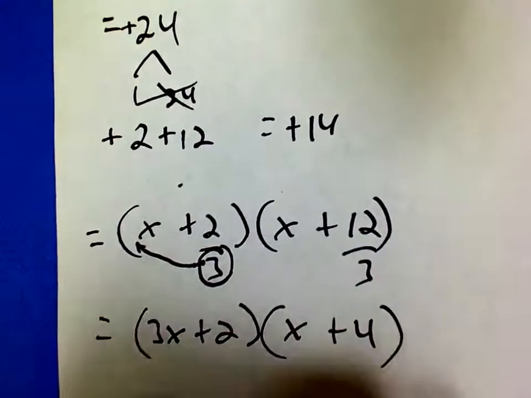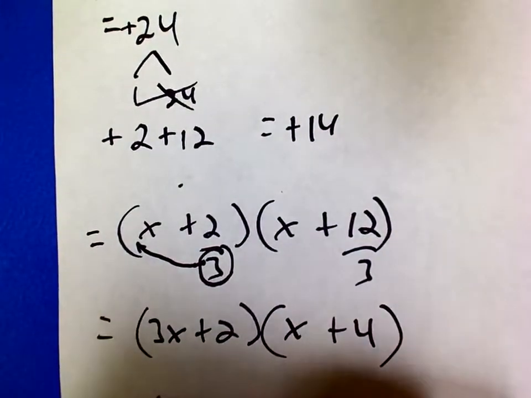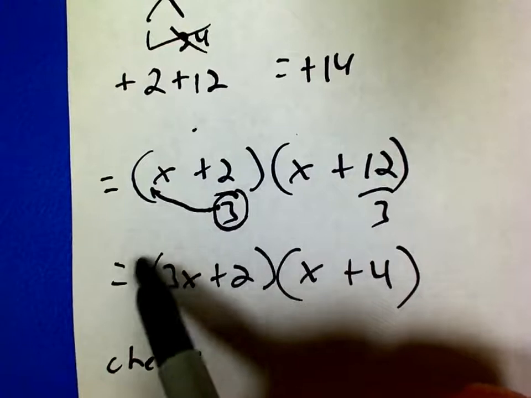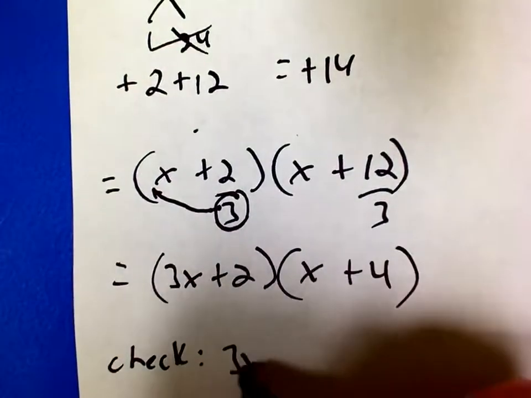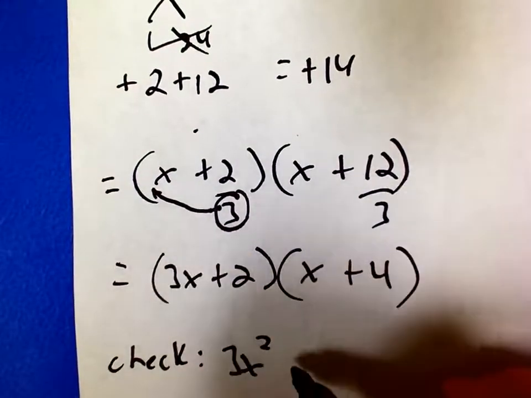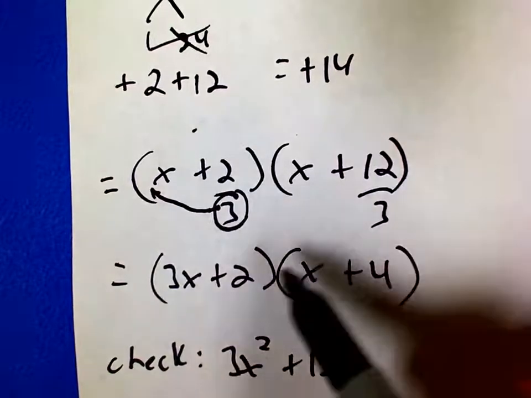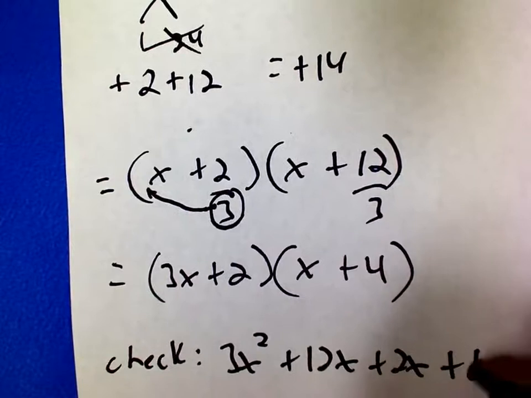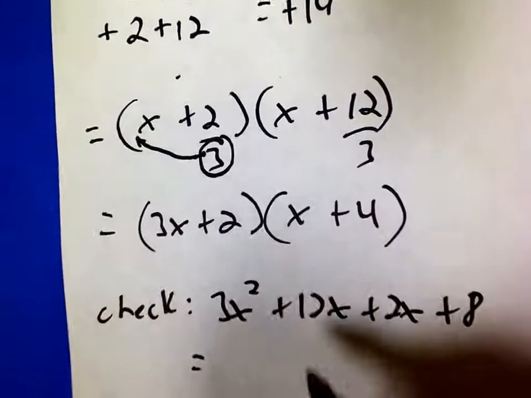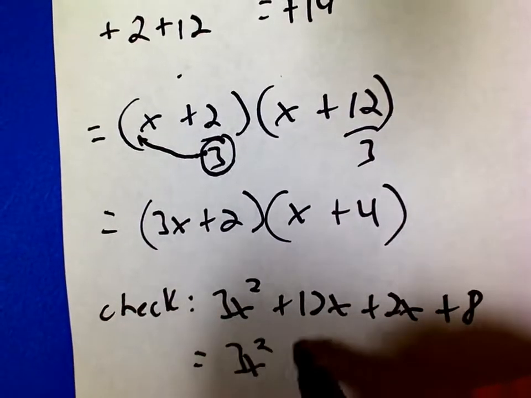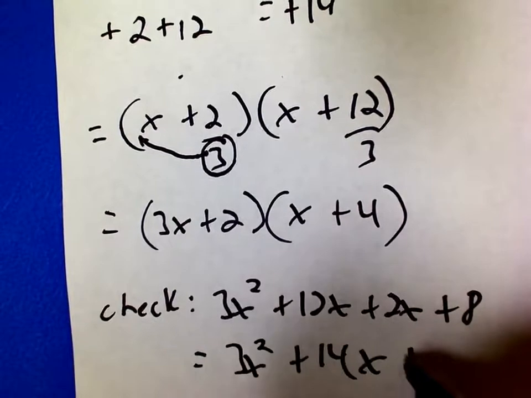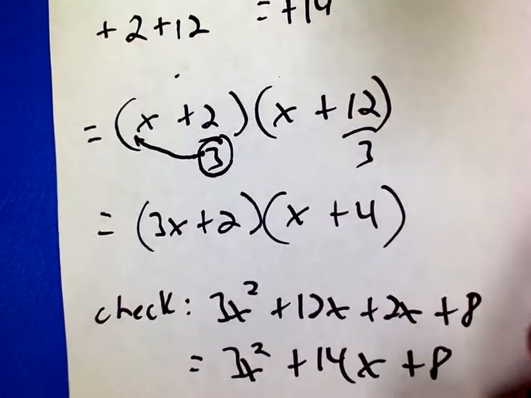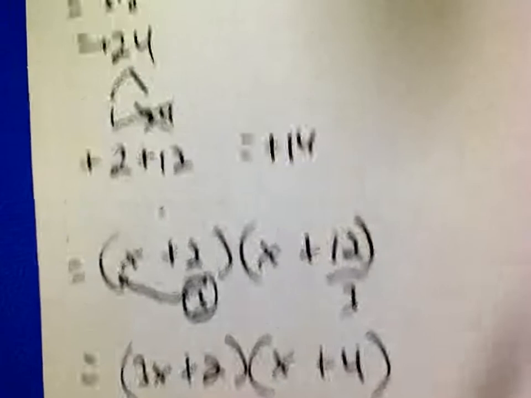Now let's check to see if this is correct. We're just going to check with the full method. So 3x times x is 3x squared. 3x times 4 is 12x. 2 times x is 2x. And 2 times 4 is 8. Combine our like terms, and we do get the original expression, 3x squared plus 14x plus 8.